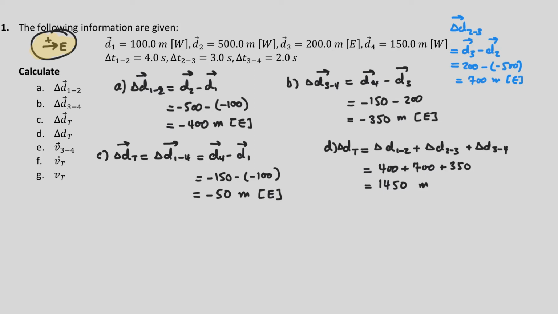Now, paying a little bit more attention to my work, I just realized that all of the positions are given to me to 1 decimal place. If that's the case, that would mean the displacement should also have 1 decimal place, because I'm just adding and subtracting. So in this case, this one would be negative 400.0 meters, and this one would be negative 350.0 meters. I'm just going to box my answers here.